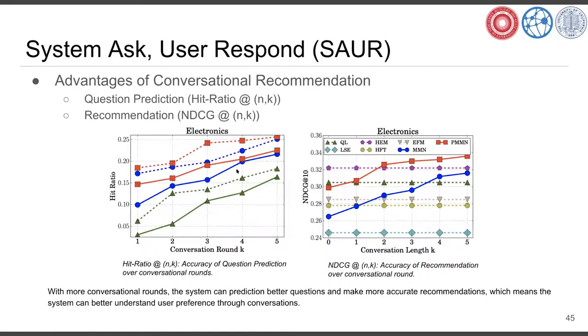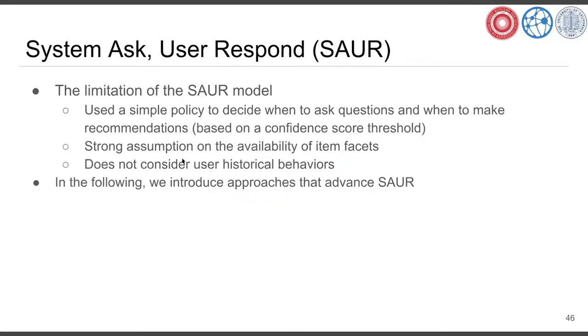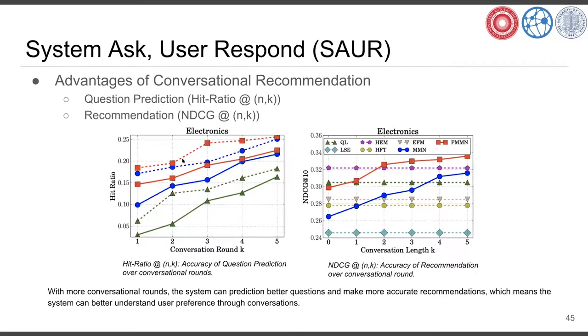And here I attached the result figures of the proposed models. We could notice the advantage of conversational recommendations. The red line and blue line represent the proposed multi-memory network and the personalized multi-memory network. Based on what Yikun has introduced in the metric above, the K here is the number of conversational turns.